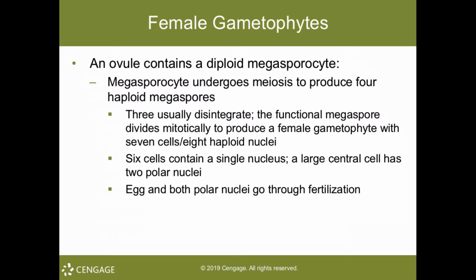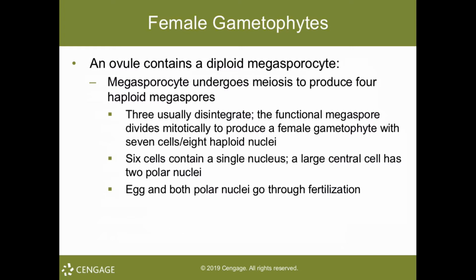So within the embryo sac, which is embedded in the ovule, it typically contains 7 cells with 8 haploid nuclei. 6 of these cells, including the egg cell, the female gamete, contain a single nucleus each. And then there's a large central cell that has 2 nuclei called polar nuclei, which is why I mentioned polar nuclei as I described the process of double fertilization. The egg and both polar nuclei participate directly in fertilization.